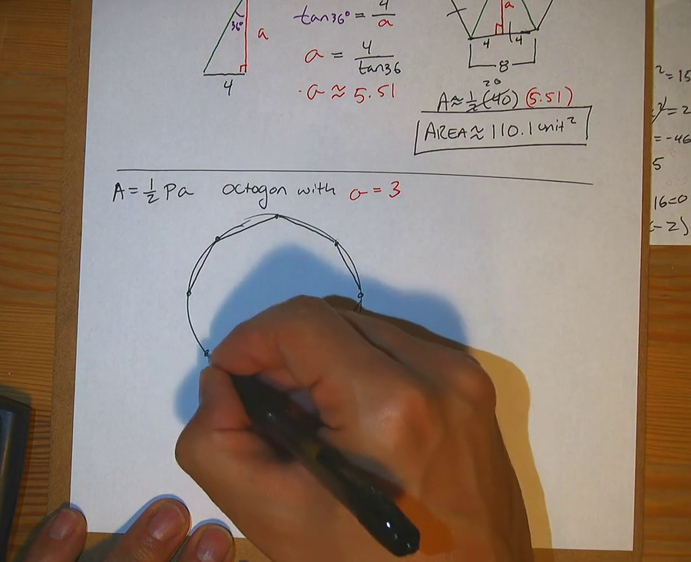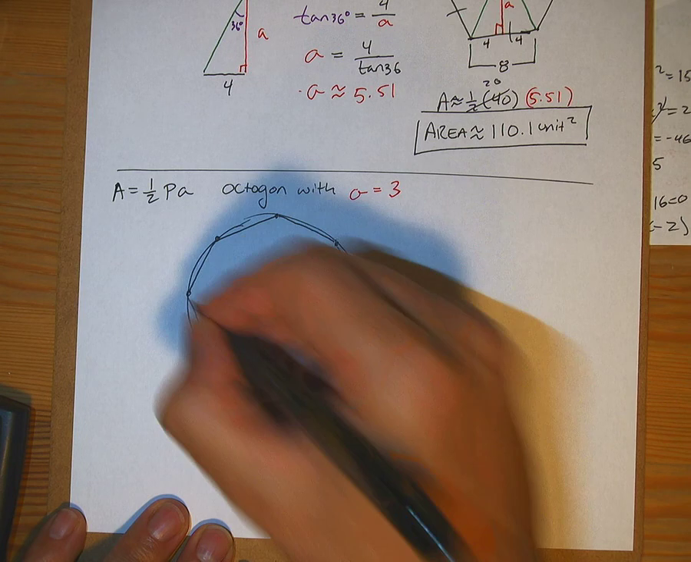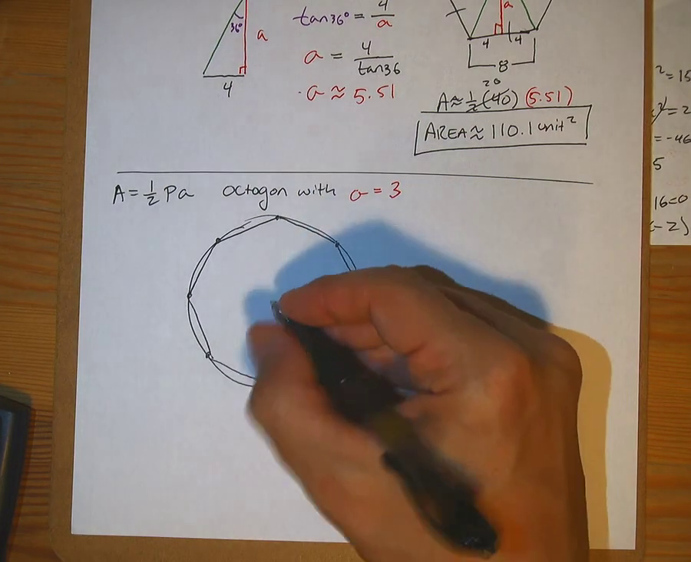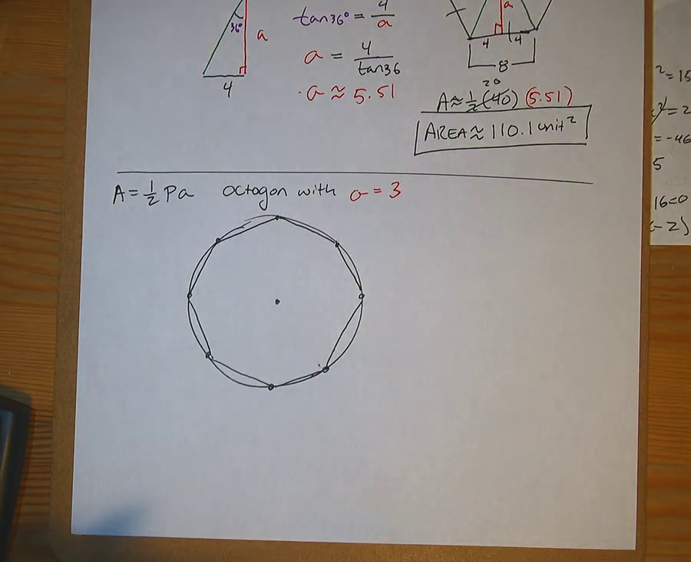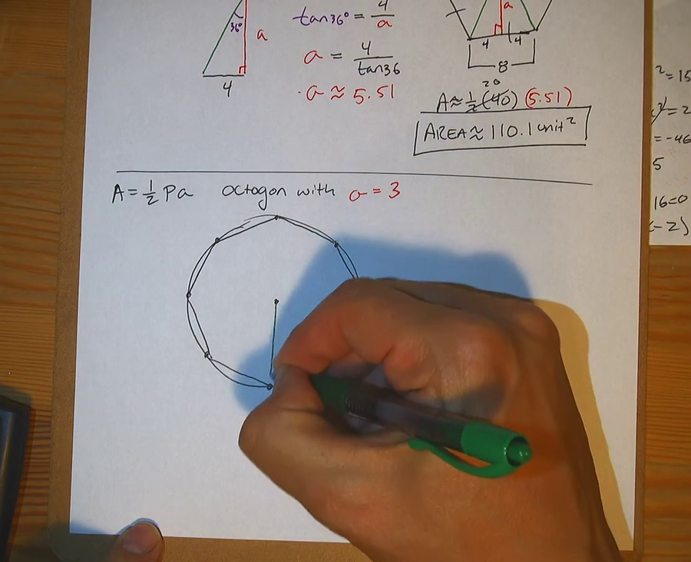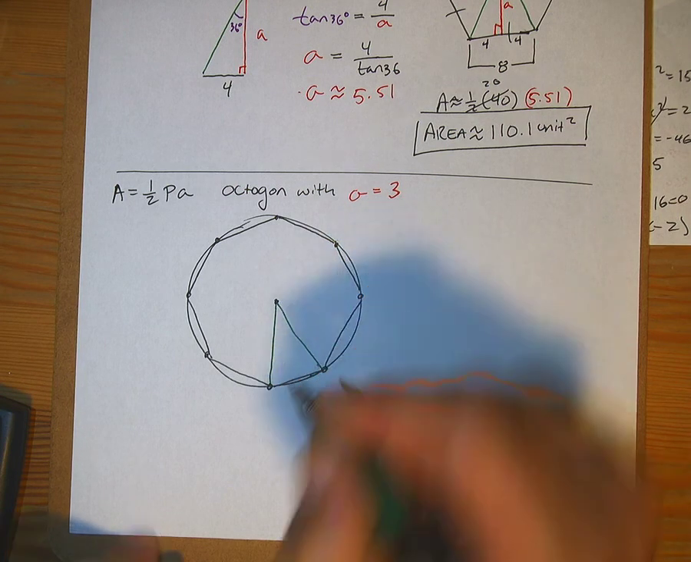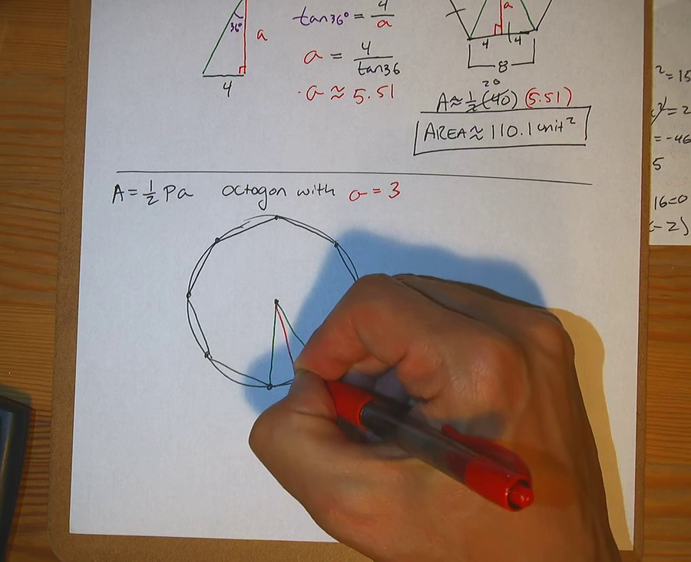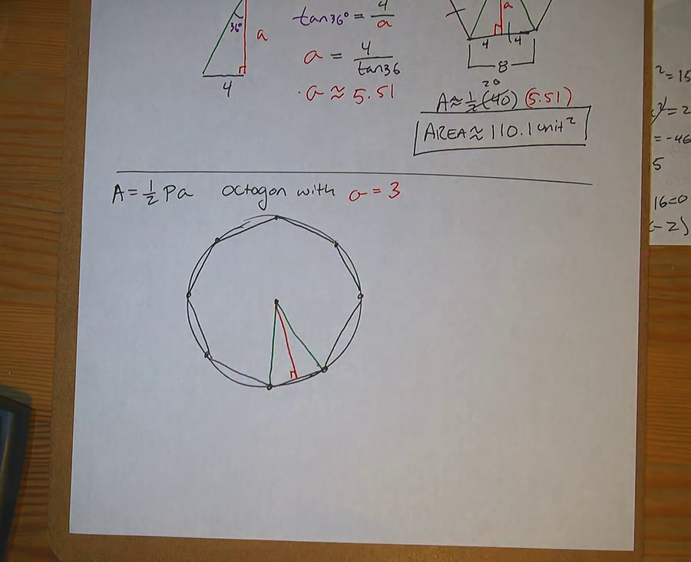This is much better than my regular pentagon from earlier. Here's my regular octagon, and the center of the circle is here. The radius goes like this and like this, and here's my apothem. And so that's the information I've been given, and I need to find that side length.